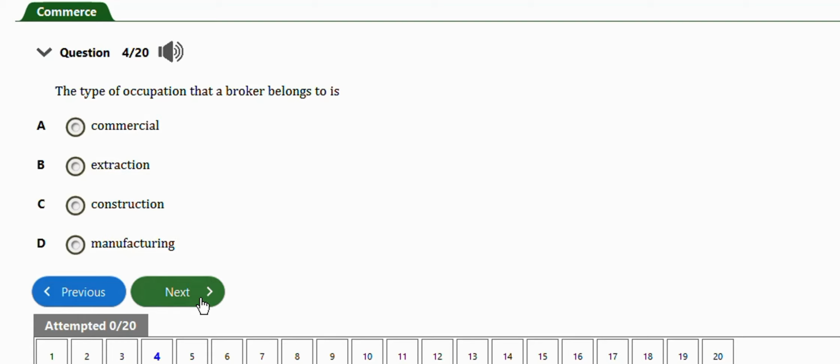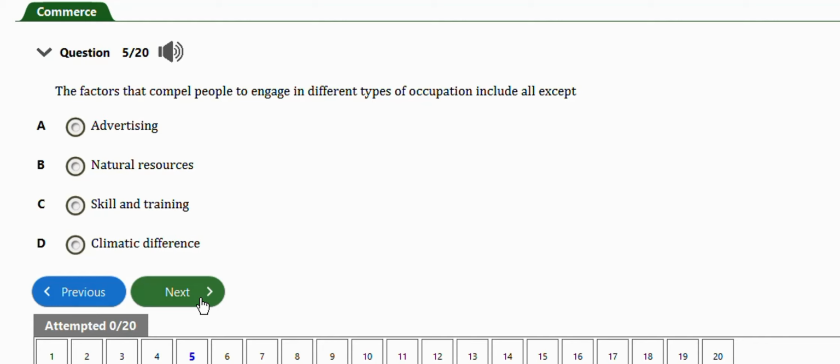Okay. Next question. Say the factors that compel people to engage in different types of occupation include or except, we have advertising, natural resources, skill and training, climatic difference. The right answer is option A, which is an exception, advertising. Okay, next question is one.